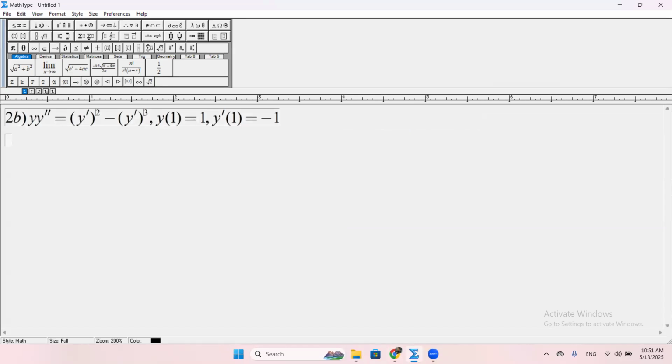So now doing the substitution that we did before, y prime will be equal to p of y. Then y double prime equals dp by dy multiplied by dy by dx. So it will be equal to p times dp by dy.